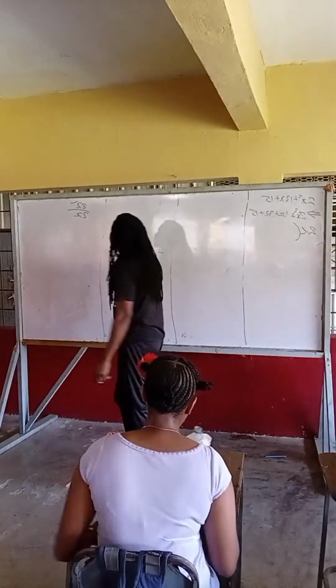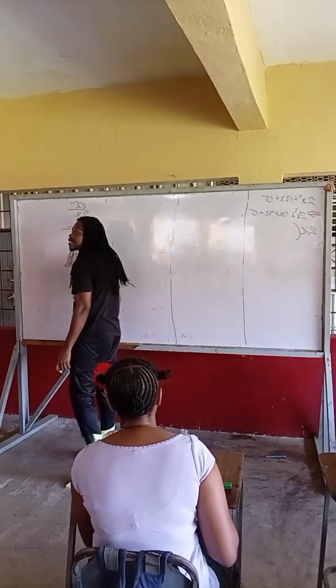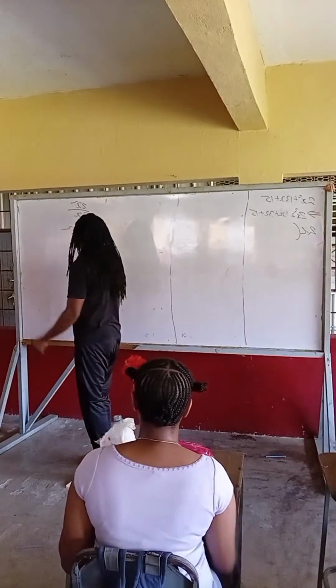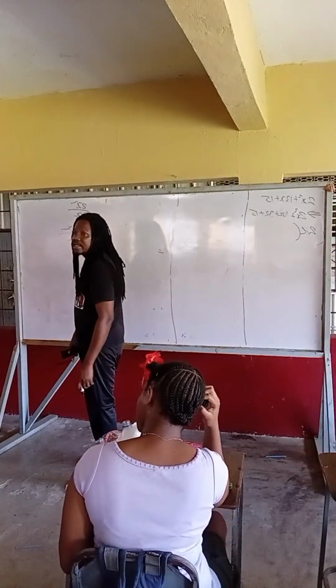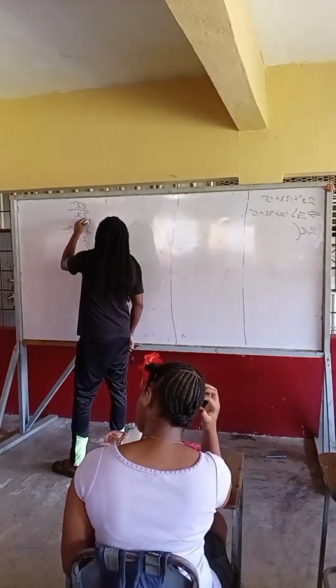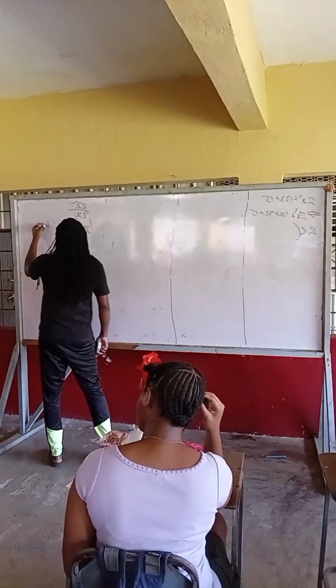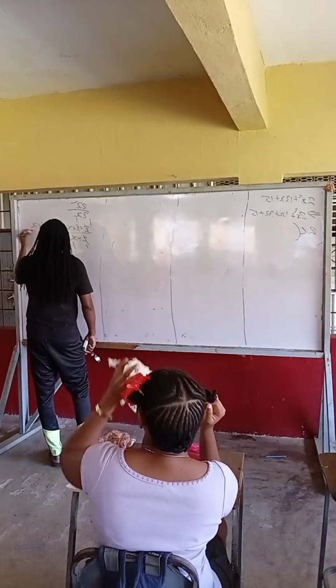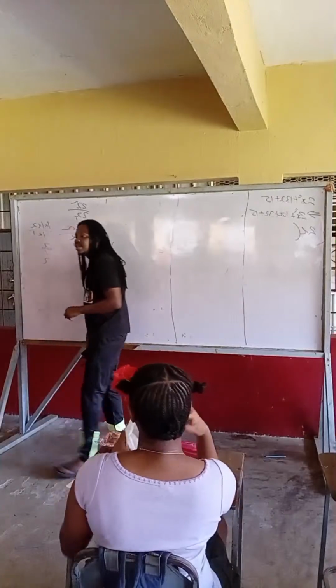Now you said 2x squared is 2 times x times x. Everybody see that? And it's being divided by what? 2 times x. So 2 into 2 one time, x into x one time. That gives me 1 times x over 1 times 1, which gives me x. Everybody see that?